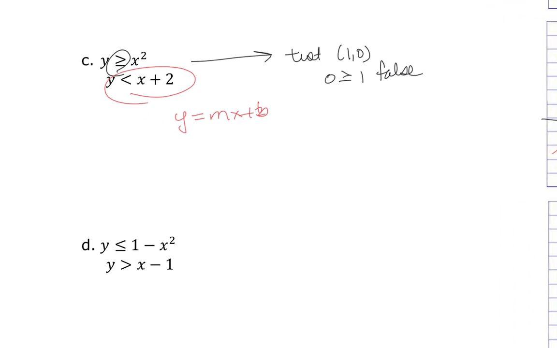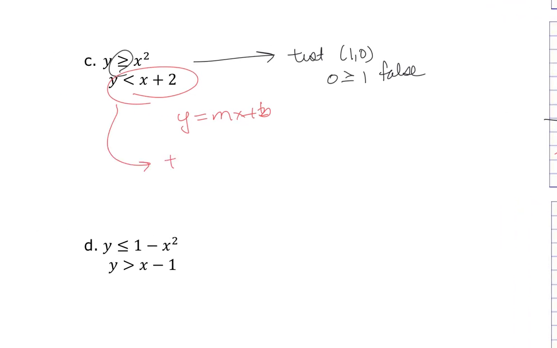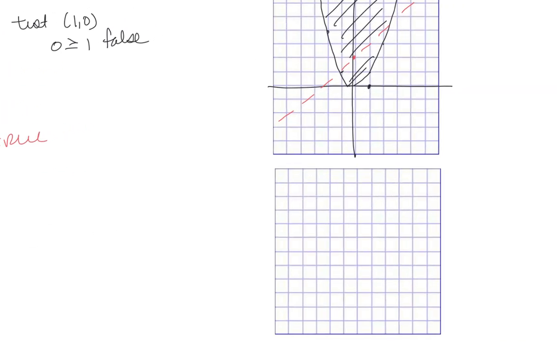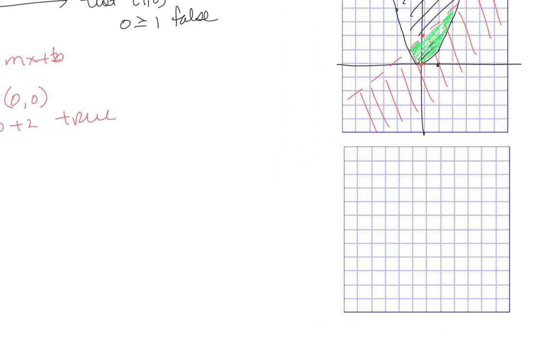Now I'm going to test for here. I can use (0, 0), so I'm going to test using (0, 0). And so 0 is less than 0 plus 2. This is true. So here's my point, and that was my test point, and I'm going to shade in this direction. And so inside of the parabola, but below that line, in the shaded green, is my solution.